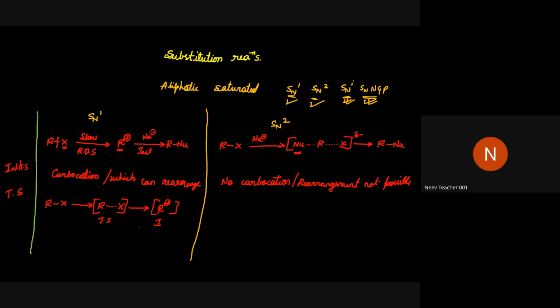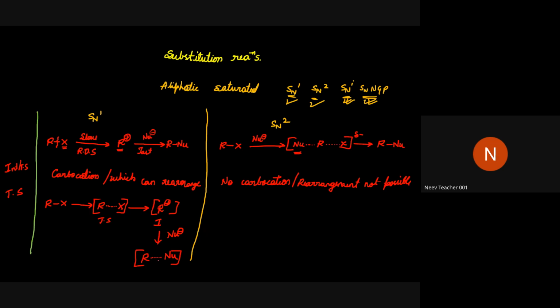This intermediate is again attacked by a nucleophile. So there will be a time where there is a formation of bond between the alkyl group and the nucleophile, right? So this is again a transition state. We will name this TS2, and this is our TS1. Finally we get a product where the bond between the alkyl group and the nucleophile has been completely formed.